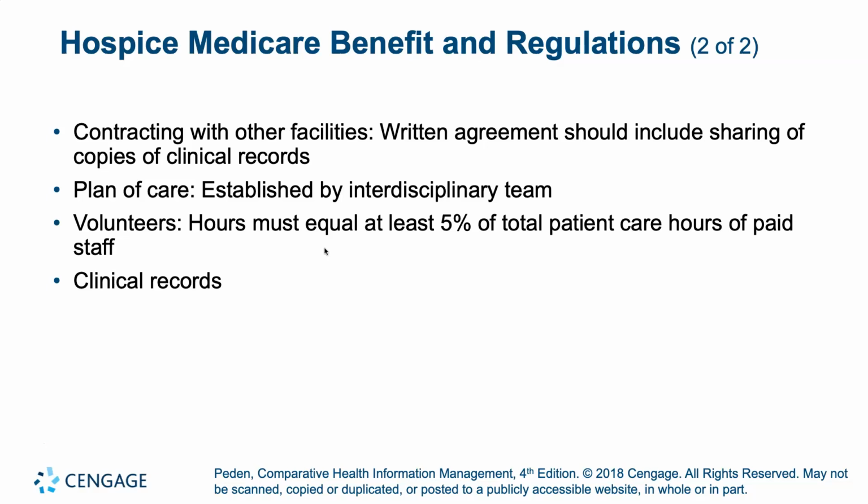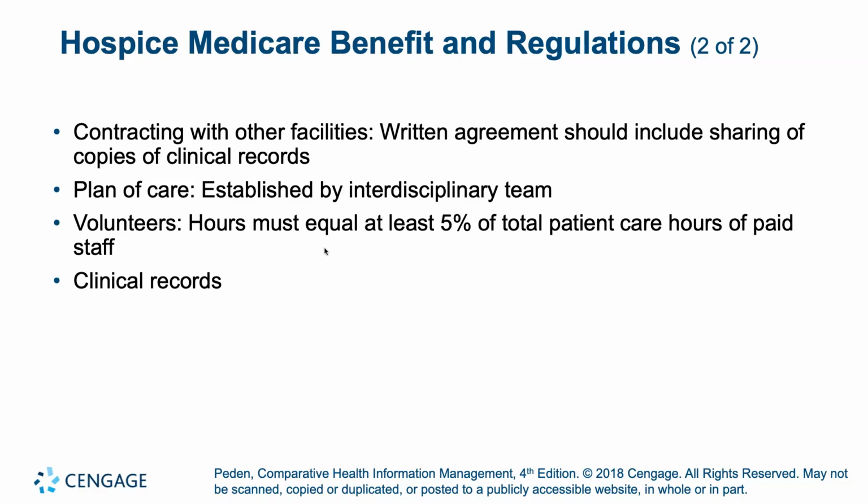All right, contracting with other facilities for Medicare benefit and regulation, you have to have a written agreement. That includes sharing copies of clinical records. Some hospice organizations still have paper records. Many do, in fact. Some use a hybrid system, and others have found ways to be able to purchase electronic record systems, but those are not the most common. So they have to be able to share copies of clinical records, whether that's electronically or by paper. You have to have a plan of care.